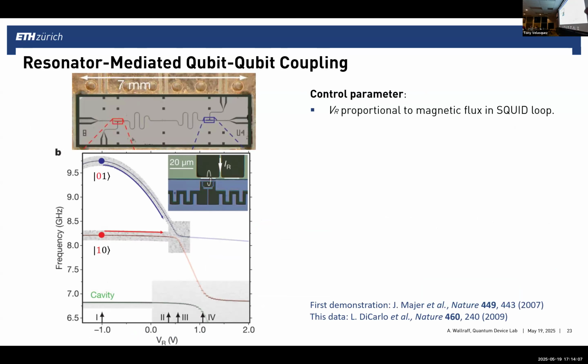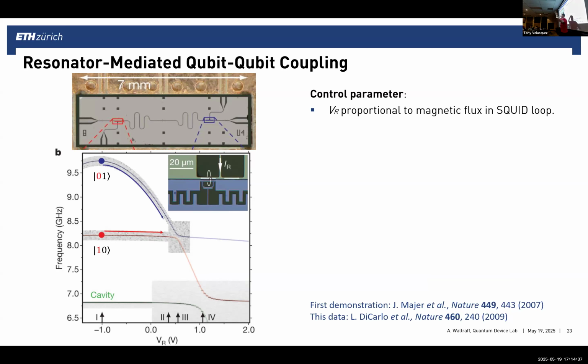So here's a picture of what that looks like, and actually one of the first experiments in which this was realized, done by Leo DiCarlo at Yale. On the top here you see the coplanar waveguide as a resonator, and on the right side there's a blue qubit, on the left side there's a red qubit. The left red qubit stays constant in frequency, while the right blue qubit gets tuned by applying a magnetic field to that qubit.